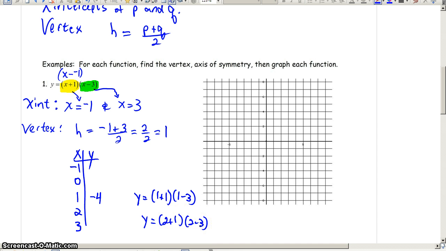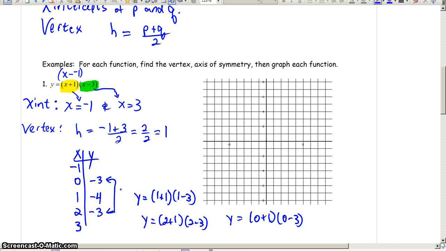3 times negative 1 is going to be negative 3. We could just as well plug in a 0. And then as we do that very, very quickly, you can see that you'd have a 1 times negative 3. Here's your negative 3. And here's that symmetry idea that we keep talking about.